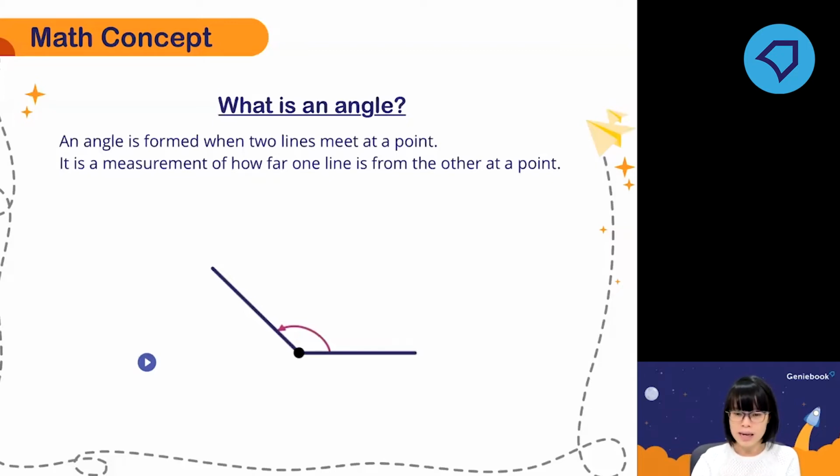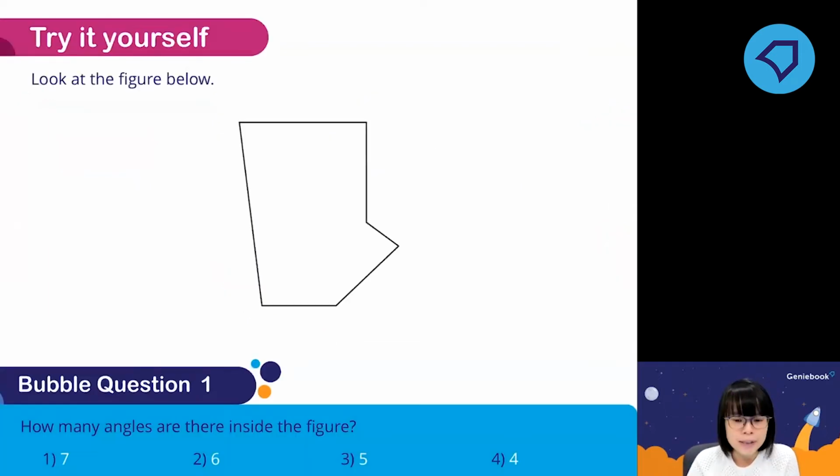Now, let's try this one over here. Look at the figure below. How many angles are there inside the figure? Let me help you out with one first. All you need to do is find two straight lines that meet at a point, or rather, once you have a corner, you can say this is one angle, this is another angle. So long as you have two straight lines meeting at a point, you can consider it to be an angle itself. Okay, are you guys ready?